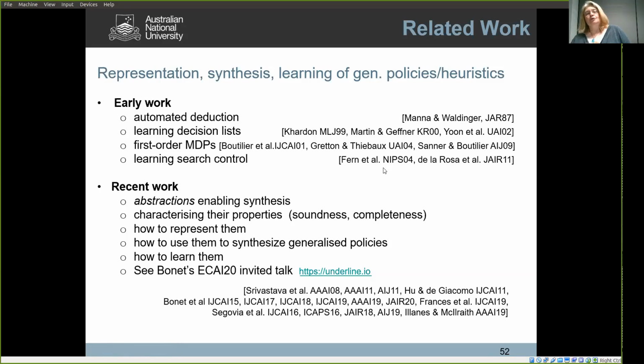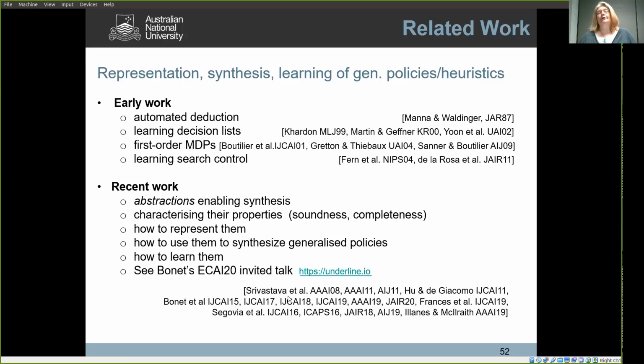But recently, there's been a new wave of work, which in my mind, and I could be wrong, I associate with Siddharth Srivastava's thesis at the beginning, and then with people like Hector Geffner, Blai Bonet, all these groups, and Javier Segovia, and so on. And so this work is about abstractions that enable synthesizing generalized policies, and about characterizing their properties, for instance, whether they are sound or complete, looking at how to represent them with languages, for instance, with this qualitative numeric planning language, how to synthesize the generalized policy from these abstractions, for instance, using non-deterministic planning, how to learn this abstraction, and so on.